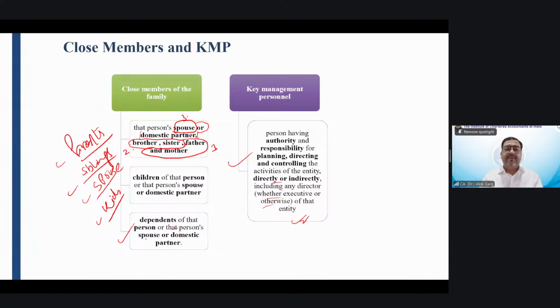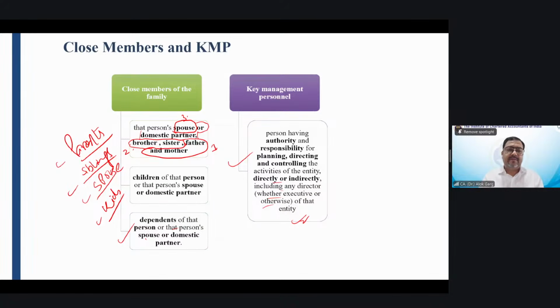So who is a KMP? KMP is a person having an authority or responsibility for planning, directing and controlling the affairs of the entity.